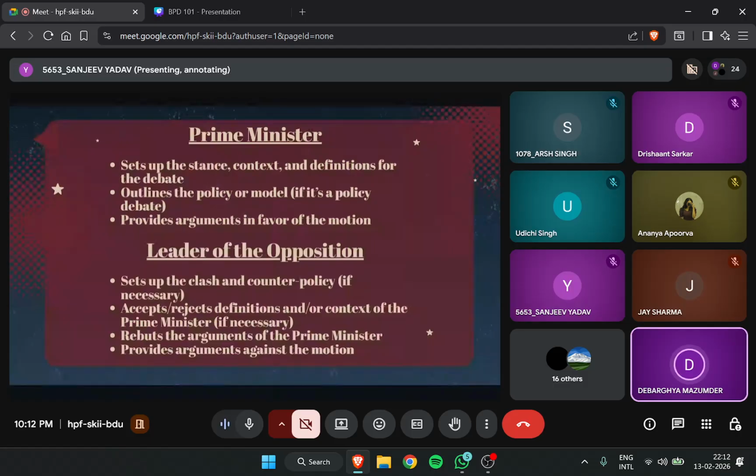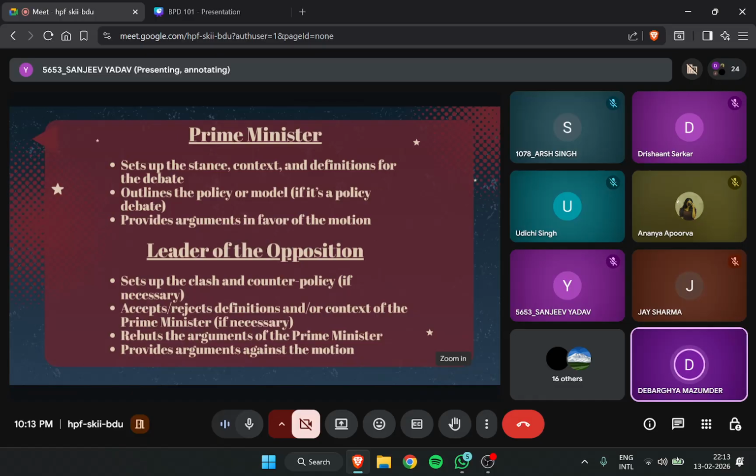The prime minister sets up the stance or the context or the definition for the debate, outlines the policy or model, and provides arguments in favor of the motion. Personally, as a prime minister or the first speaker, how I structure my speech is I pick out the keywords of the debate, I define them, I set up the world, characterize them along with my stakeholders, giving an impact, and lastly, I put points of arguments which are related with the characterized world I have brought in.